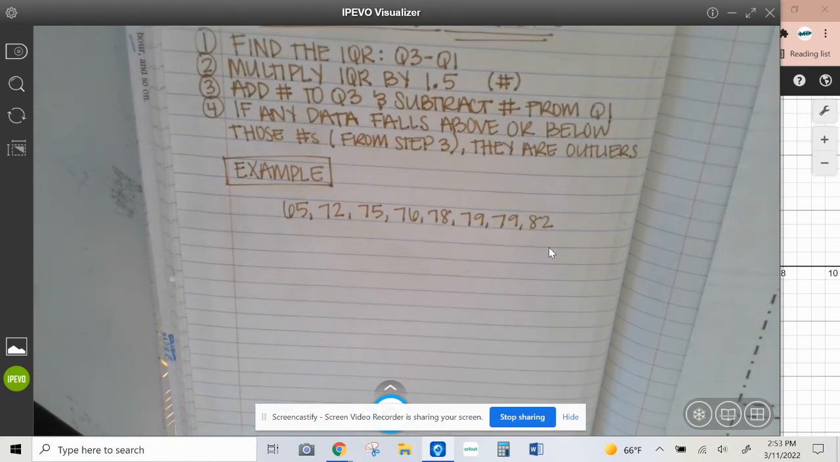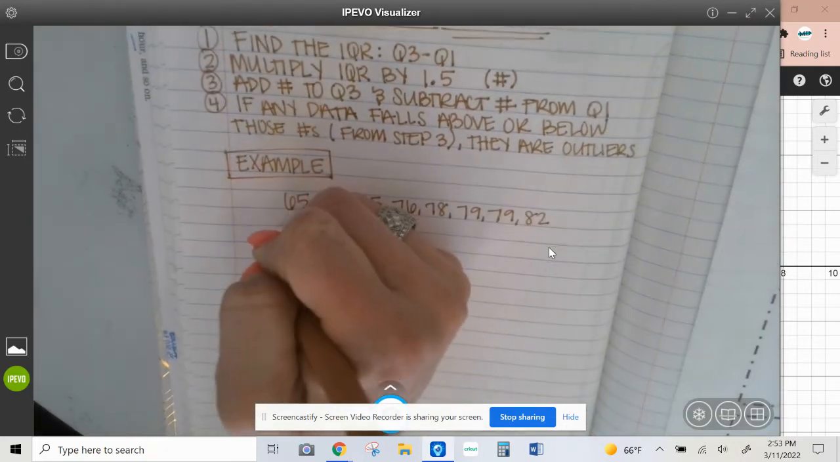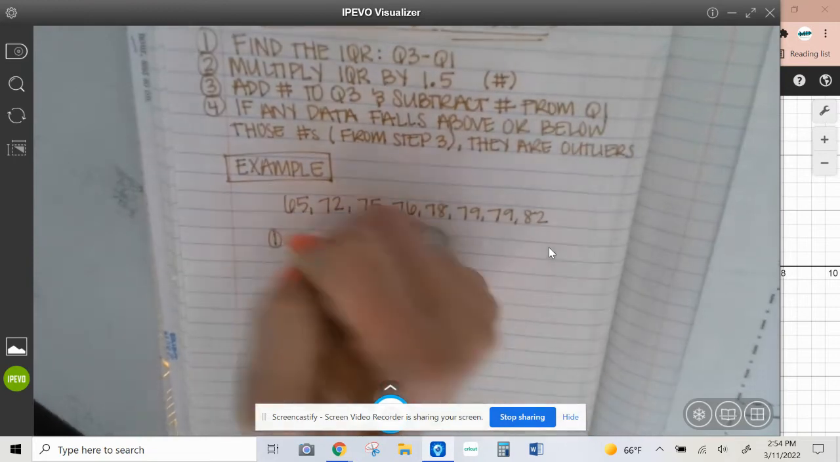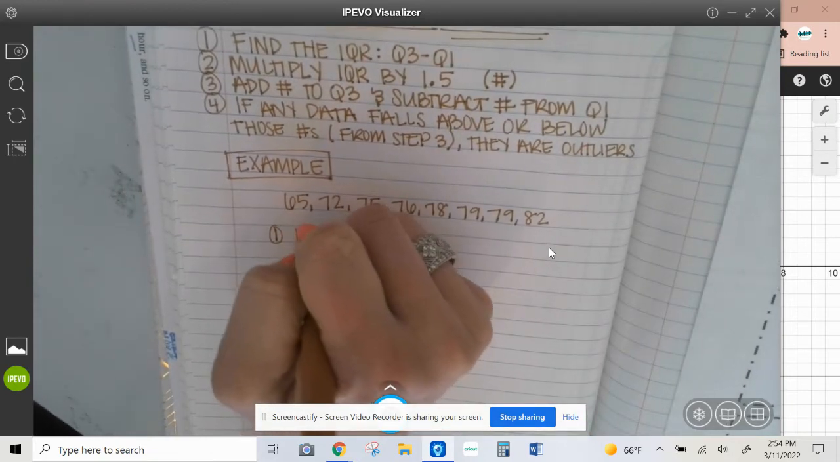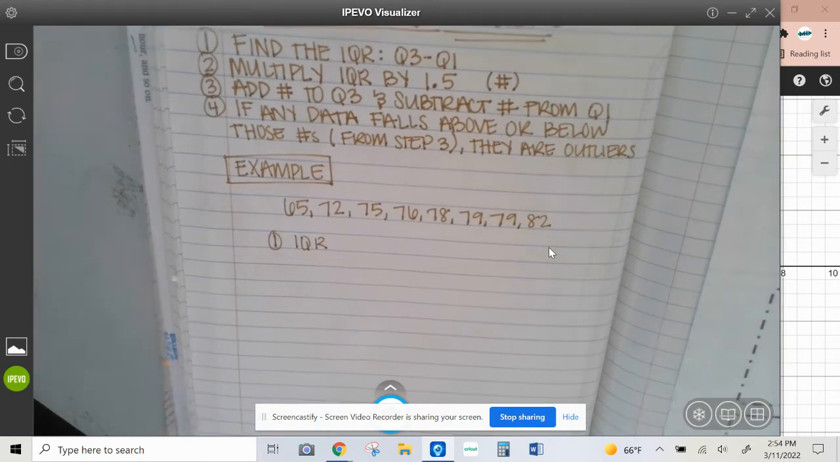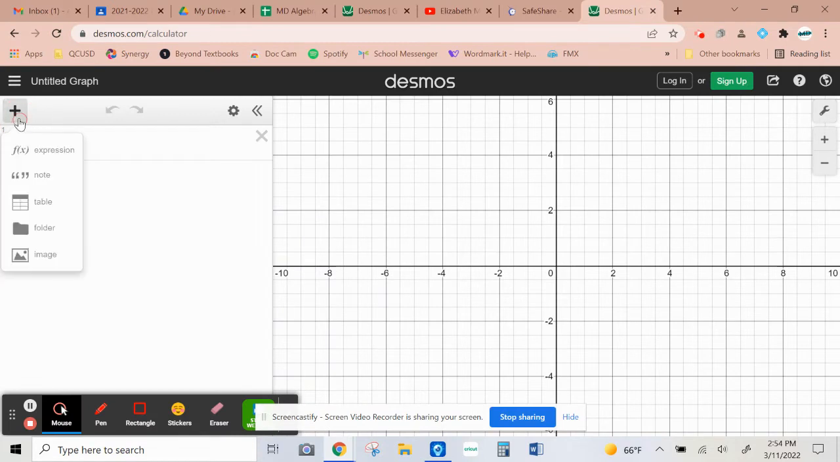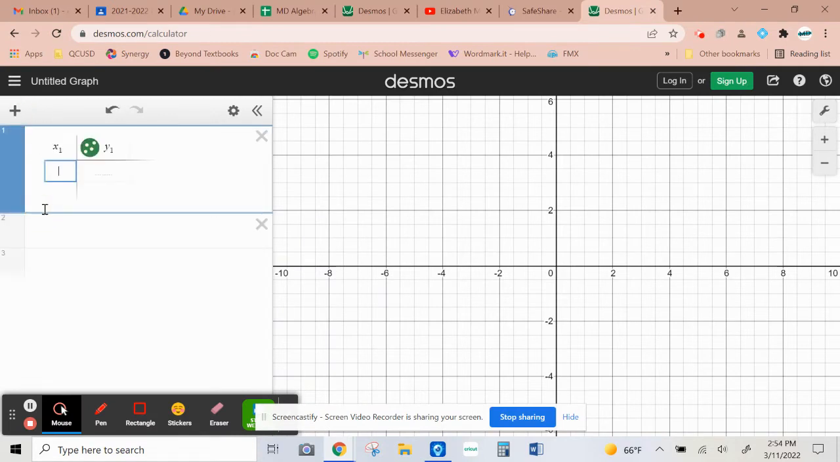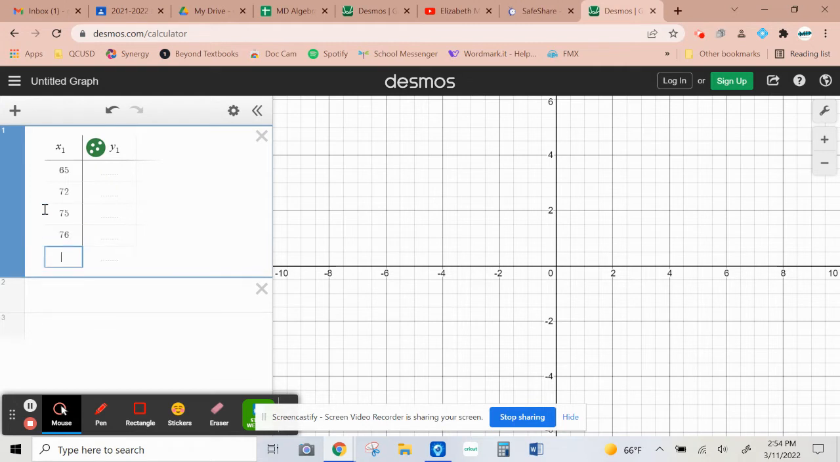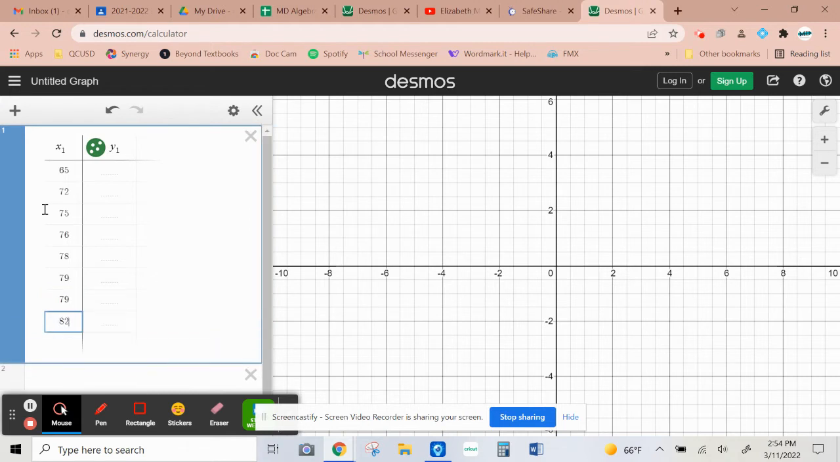So I'm going to first calculate the IQR. What I'm going to do first is use Desmos to practice that. So step one is I'm going to find my IQR. On Desmos, here, I'm going to add a table. And I'm going to type in my data. 65, 72, 75, 76, 78, 79, 79, and 82. That's 8 data points.